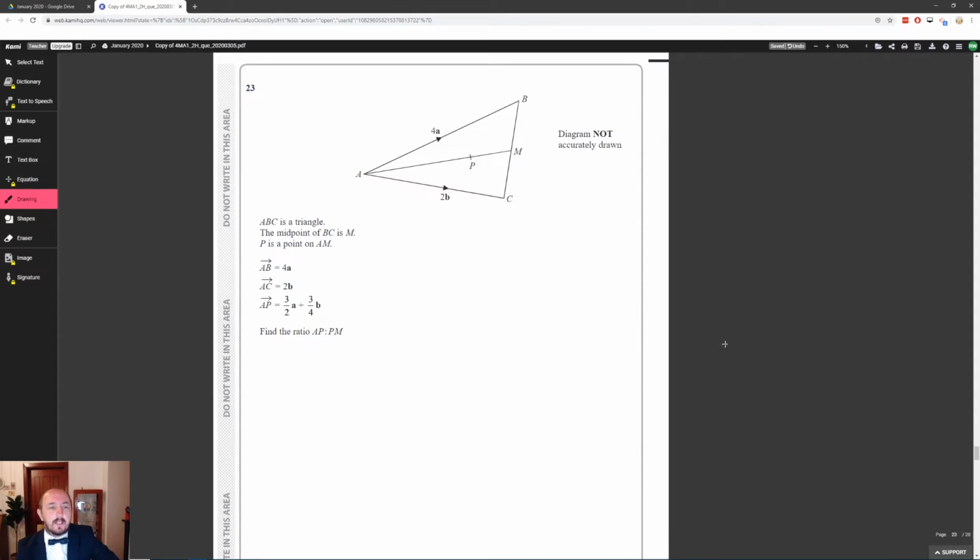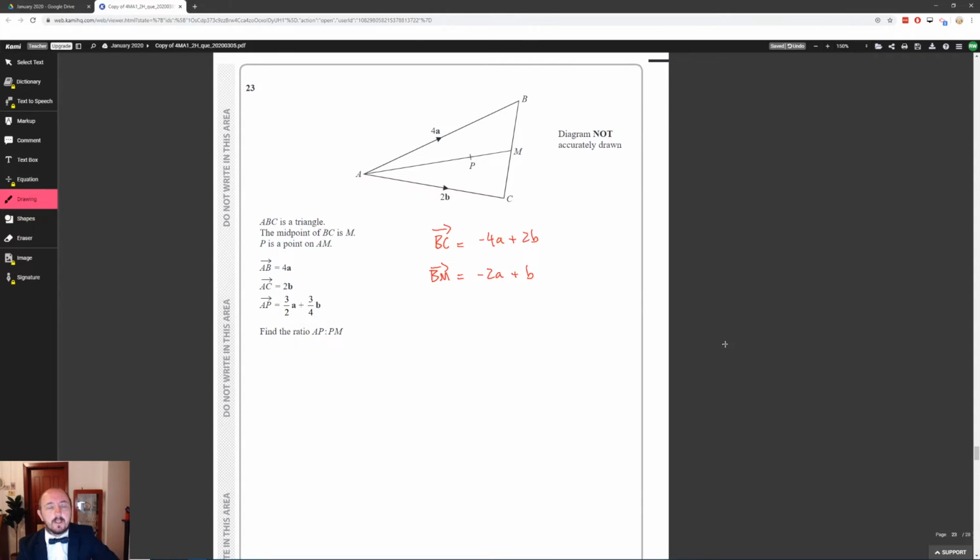Question 23 is a vectors question, and it wants to know the ratio of AP to PM. So we need to know the total distance of A to M. So to go from there, we're going to go from B to C, and that's going to be negative 4A plus 2B. So that will go negative 4A and down here. BM is half that distance. So we're going to half this to get minus 2A plus B. That gets us from B to M.